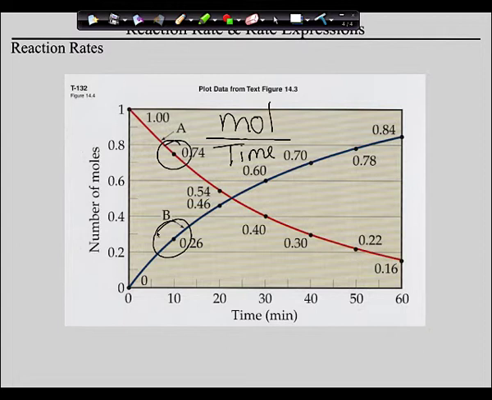Okay, so guys, let me show you then what we're going to do with this data. Do you have calculators? If you do, grab them.